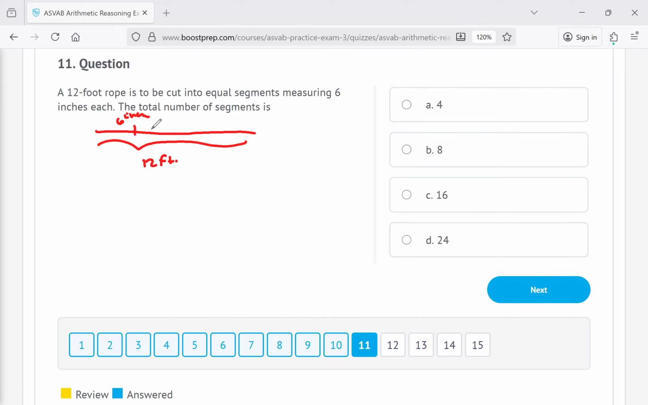We have feet and inches. So the first thing I would do is convert feet into inches. So 12 feet, and then this is 1 foot, and then inches. So we know that 1 foot is exactly 12 inches, and then 12 times 12 is 144 inches. Okay. And then all we're going to do is 144 divided by 6.